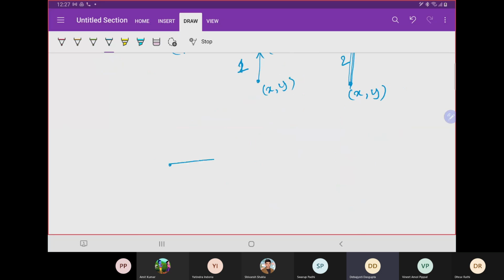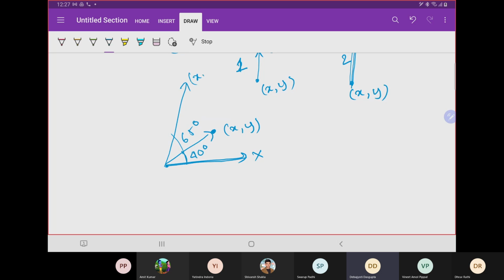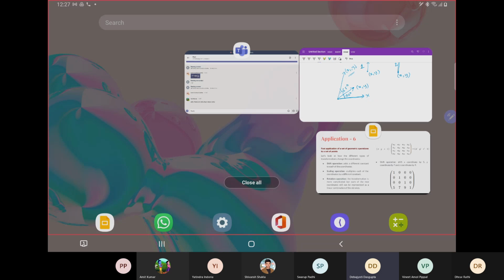Finally, what is the rotation operation? Rotation operation is, if a ray is at an angle of say 40 degrees with the x-axis, and the point is x comma y, and I need to rotate it to a new position, say 65 degrees, and find the new position as x1 comma y1, then this operation is known as the rotation operation. These operations can again be done using a transformation matrix. These operations have transformation matrices defined.